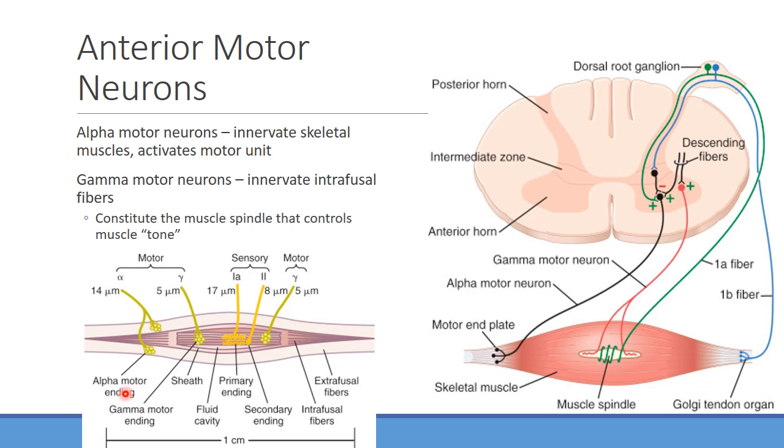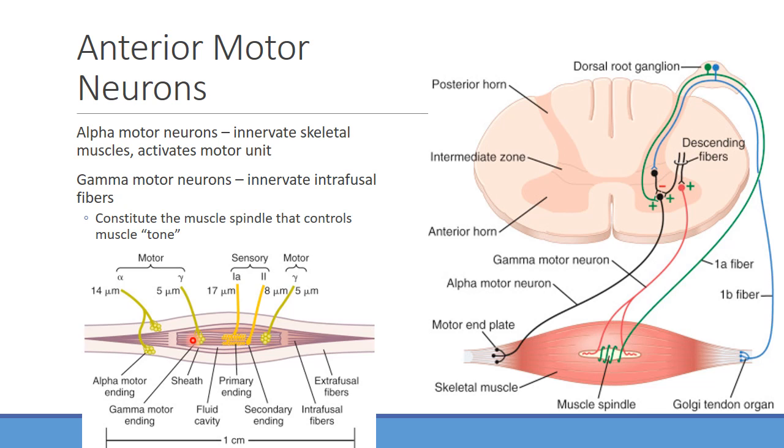Basically, the extrafusal fibers are all of the actual muscle fibers that cause the contraction of the muscle. Again, these are going to be the alpha motor neurons, responsible for contracting those extrafusal fibers. The intrafusal fibers are where the muscle spindle lives, and you're going to find that these end up being activated by the gamma motor neurons. So just keep in mind the distinction between those two.